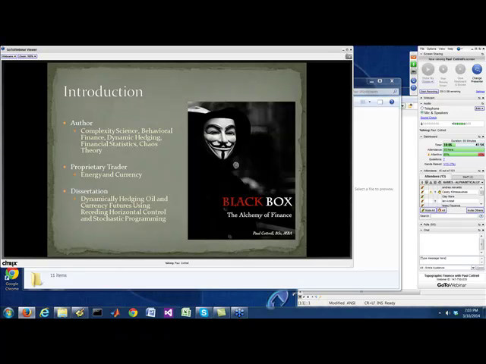And the book that I'll be releasing this month, near the end of the month, is called Black Box, The Alchemy of Finance. And this is a little bit more about the financial statistics and setting up finance research, some of the methodology behind it.